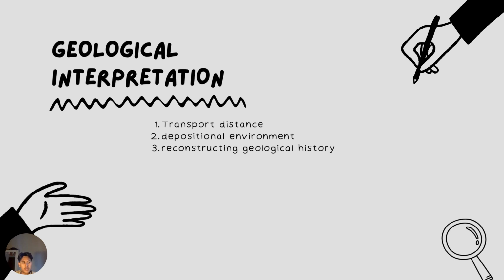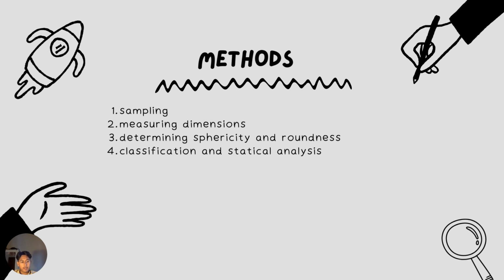Okay, the last one is reconstruction of geological history. By comparing pebble shapes from different stratigraphic layers, geologists can reconstruct environmental change through time. For example, lower layers with angular pebbles may suggest the beginning of transport, while upper layers with rounded pebbles indicate longer or more stable transport conditions. And then the method, it's a common method for pebble shape analysis.